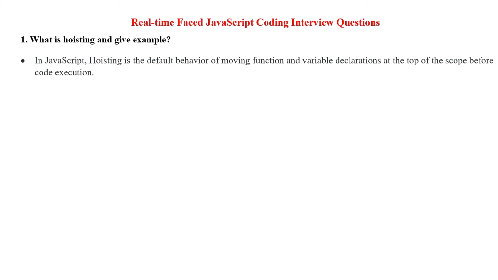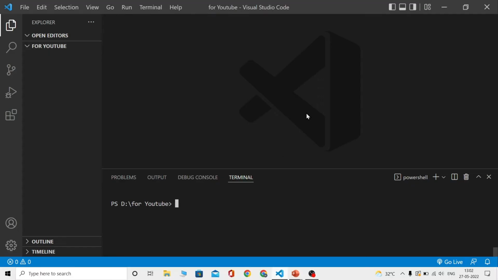Today's question is: what is hoisting, and give an example. Let's begin. In JavaScript, hoisting is the default behavior of moving function and variable declarations to the top of the scope before code execution. Let's see what this line is telling us.